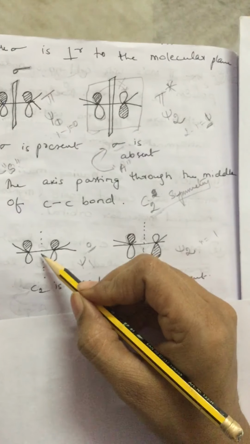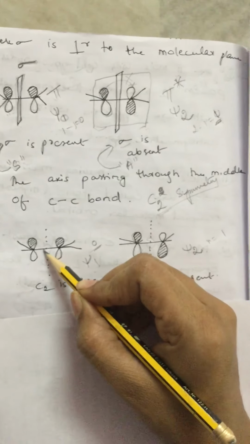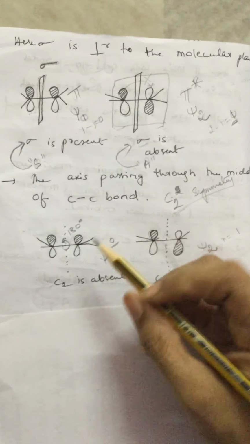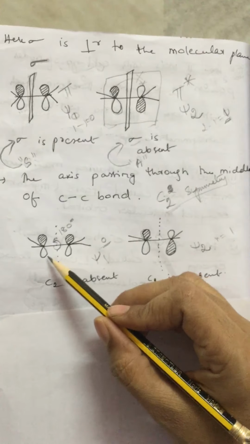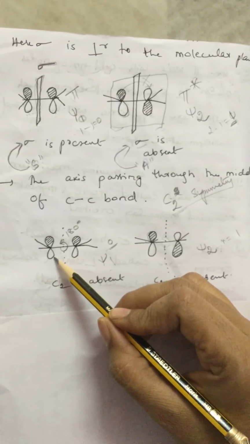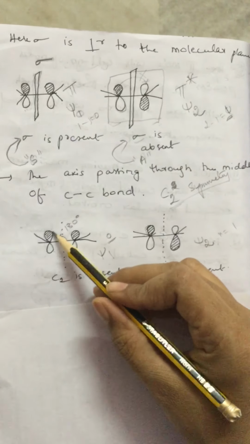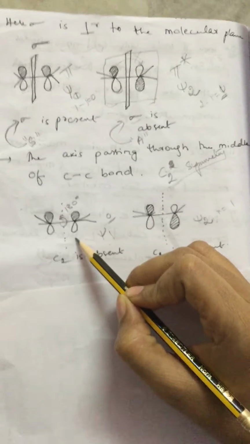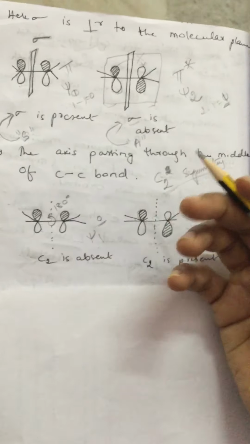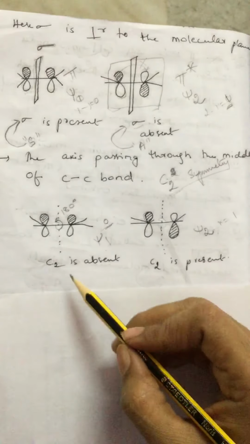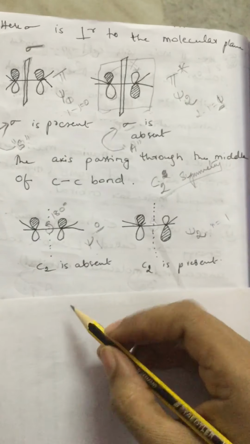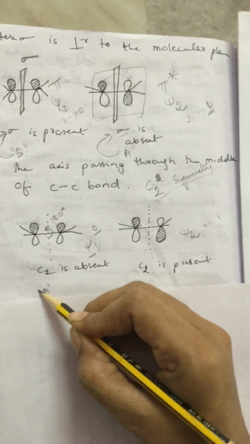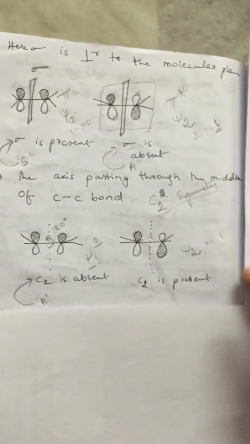Now C2 is nothing but rotational axis of symmetry, right? So you just try to rotate it by 180 degrees. Now once you rotate it by 180 degrees, the unshaded lobes go on top and the shaded lobes go on bottom. That means you will not result in an equivalent configuration. So once you do not get an equivalent configuration, then C2 is absent in this psi1 molecular orbital. Then it is said to be anti-symmetric with respect to C2 axis of symmetry.